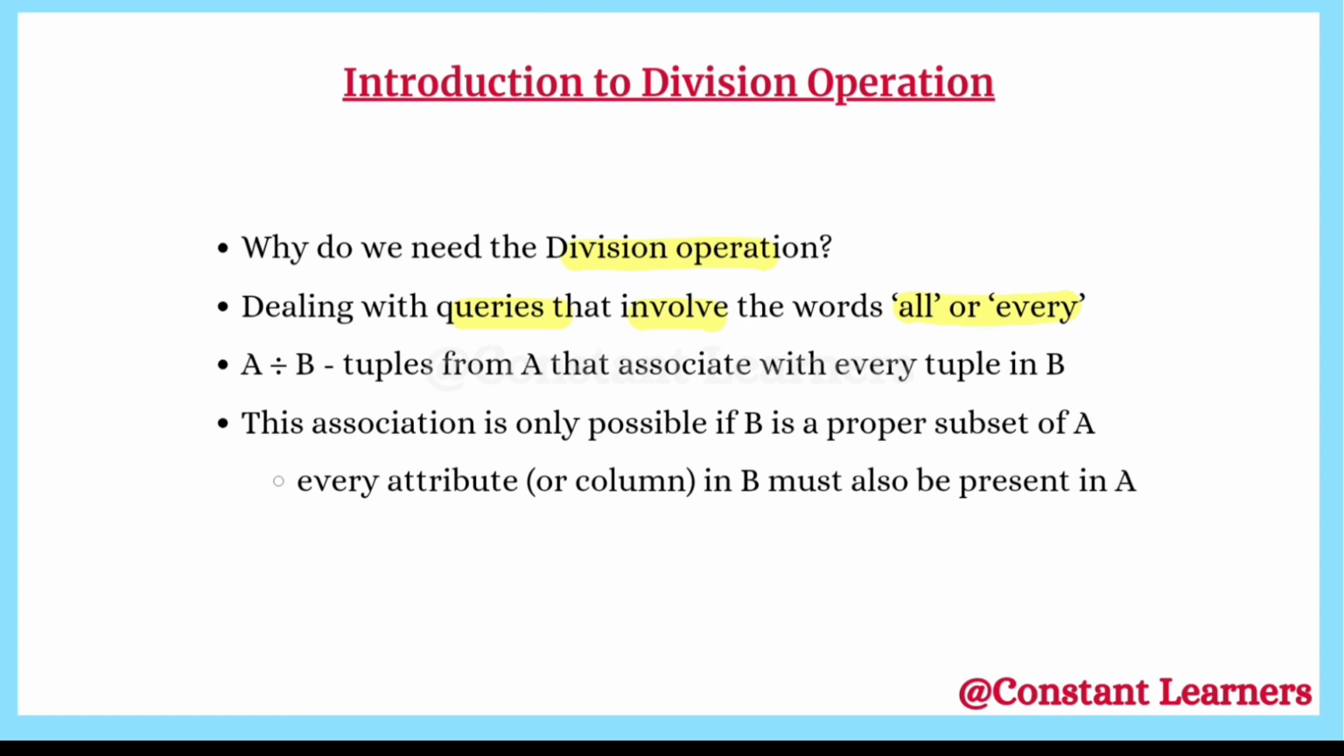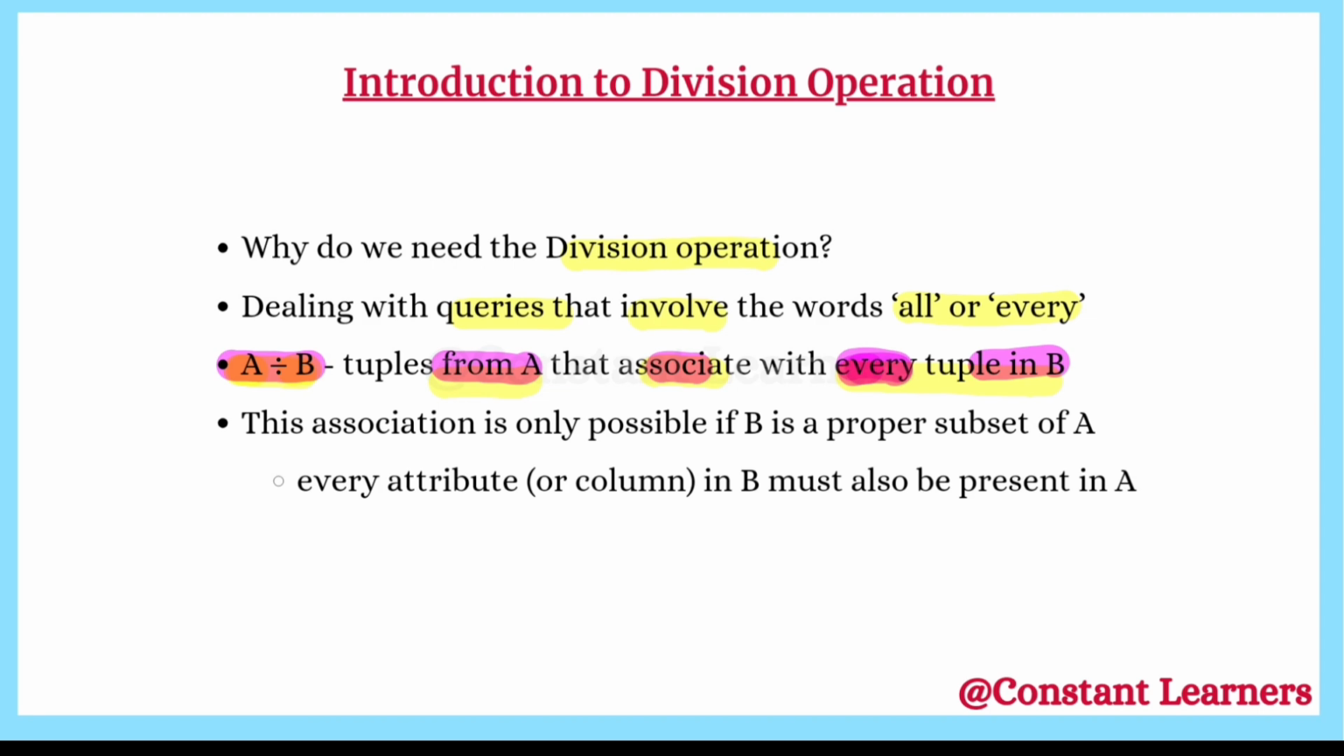Now to break it down, let's consider two relations, or two tables, A and B. When we perform A divided by B, we are finding tuples from A that associate with every tuple in B. So whenever we perform A divided by B, we find tuples from table A that associate with every tuple from table B.